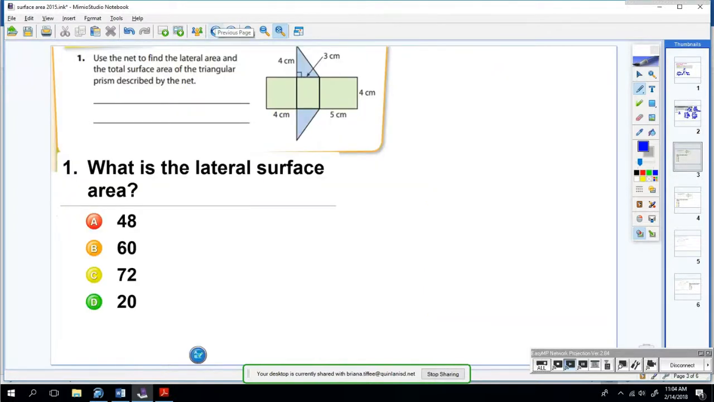So why don't you try one? Pause the video, find me the lateral surface area, and then find me the total surface area.